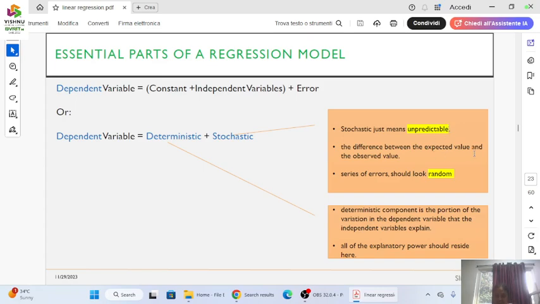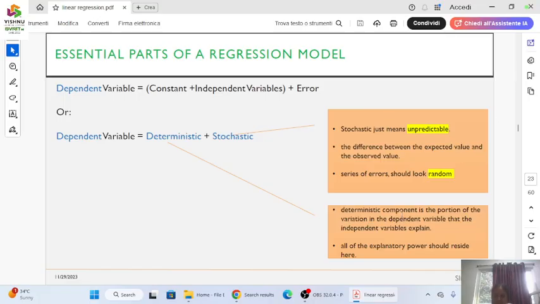The differences between the expected value and the observed value, and the series of errors, should be looked at as random. That's how we solve the problems, taking the long run, using the TPM, the transition probability matrix, with an ergodic model or regular model. You can think of all those things if it is stochastic.